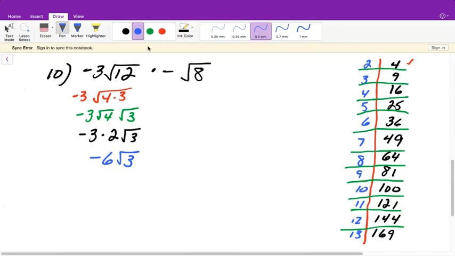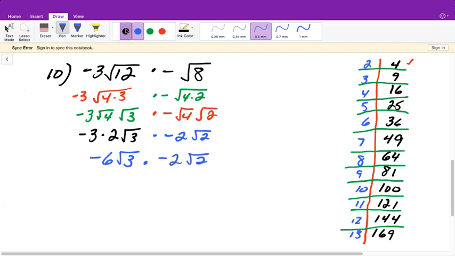All right, then I'm going to go ahead and simplify this negative square root of 8. So I know 4 goes into 8. So it becomes negative of 4 times 2. So then I'm going to separate them. So square root of 4 times square root of 2. I know the square root of 4 is equal to 2. So it's just going to give me negative 2 times the square root of 2.